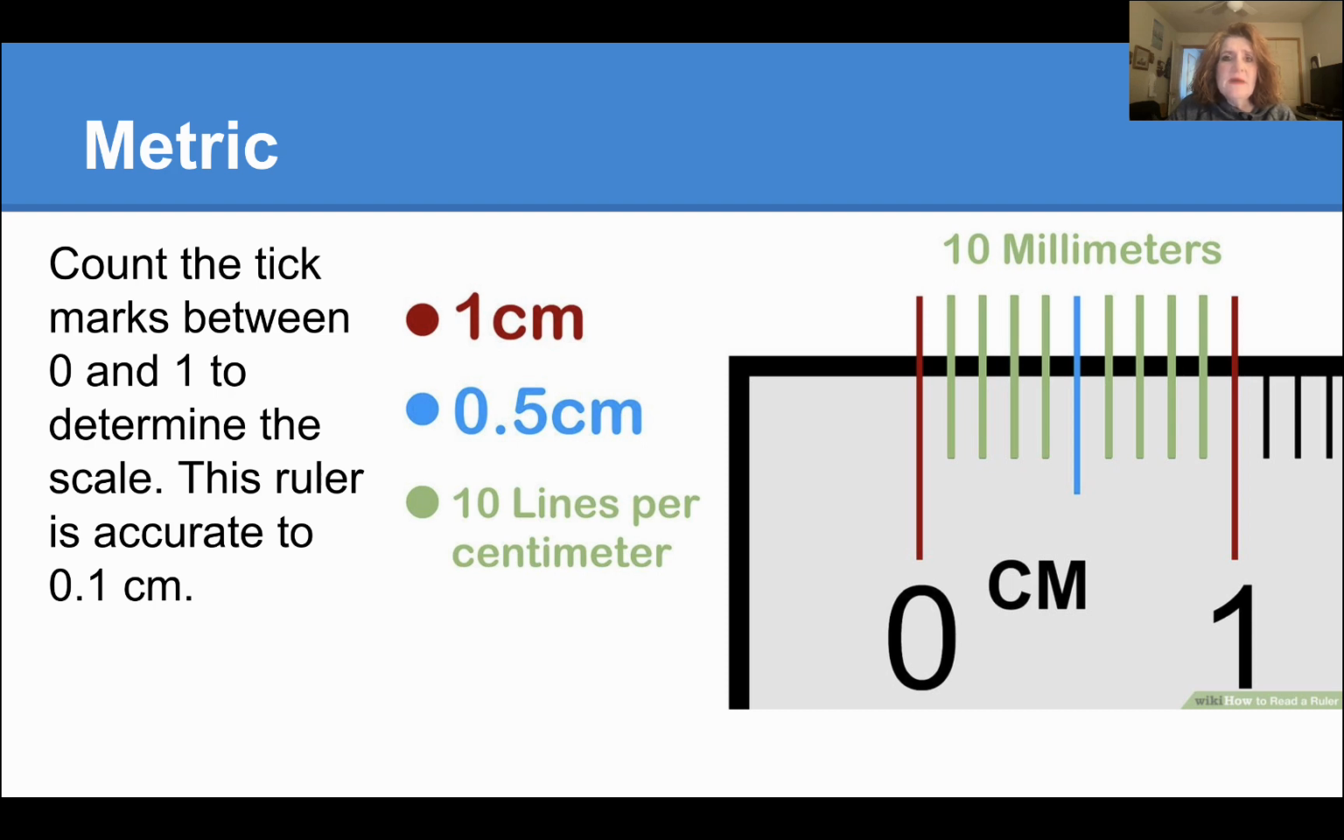When you look at a metric ruler, a metric scale, you count the tick marks between 0 and 1 to determine your scale. This ruler is accurate to 0.1 centimeter or 1 millimeter because there are 10 tick marks between the 0 and the 1.